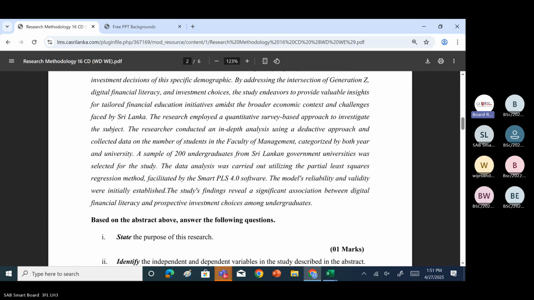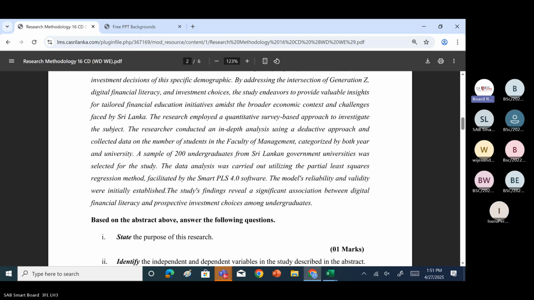What is the unit of analysis? From whom did the researcher collect the data? Exactly, from the undergraduates. So therefore, undergraduate is the unit of analysis. Sample. How much is the sample? 200 undergraduates from Sri Lankan government universities were selected for the study. Data analysis was done utilizing the partial least squares regression method, facilitated by the SmartPLS 4.0 software.